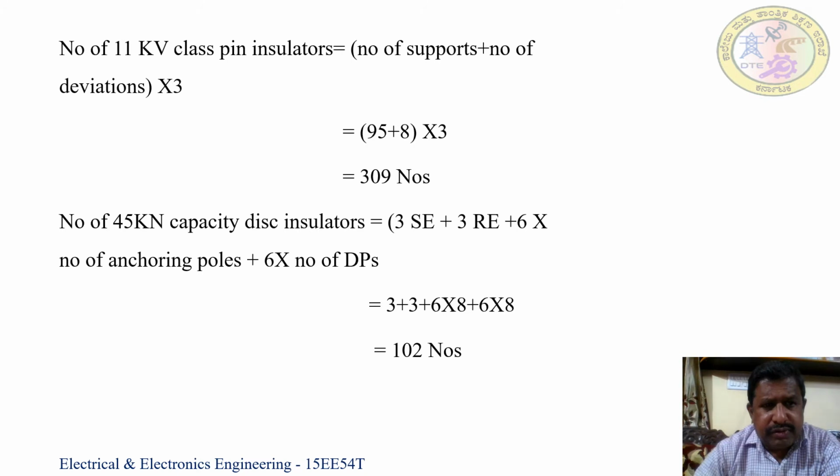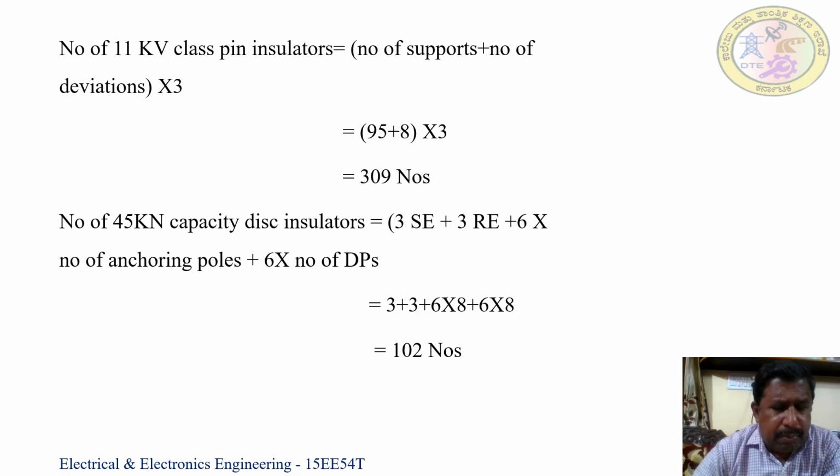Next item is the number of 11 kV class pin insulators with pin and nut. So that is equal to number of supports plus number of deviations, totally multiplied by 3. So the number of supports is 95 here, and the total number of deviations we have assumed here is 8. So that is 95 plus 8 into 3. So that comes to 309 numbers. So the number of 11 kV class pin insulators equals 309 numbers.